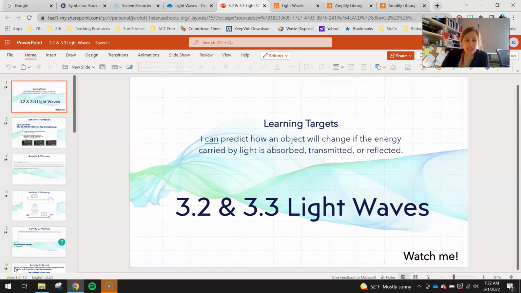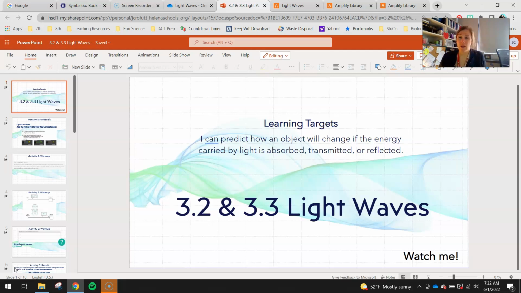Hey 8th graders, today's lesson is 3.2 and 3.3, light waves. In our last lesson, 3.1, we took a look at the pathway of light and what happens if light isn't absorbed. Up until this point, we've talked a lot about how light can change an object if it's absorbed, but what about if it's not absorbed?